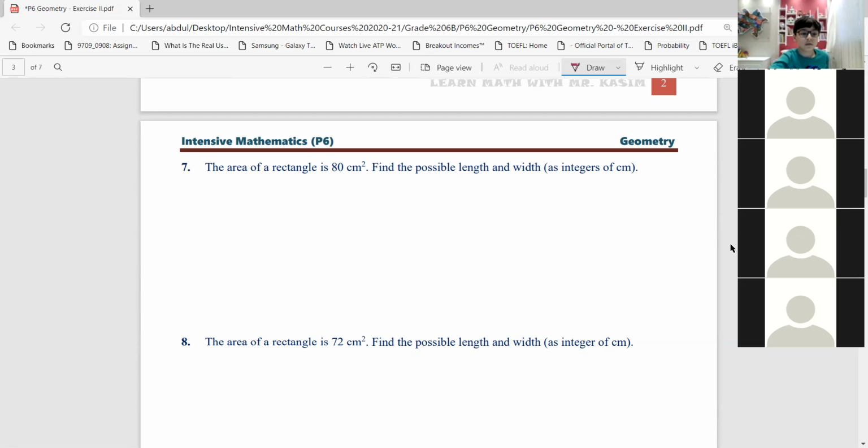Time starts now. It says the area of a rectangle is 80 square centimeters. Find the possible length and width as integers of centimeters.